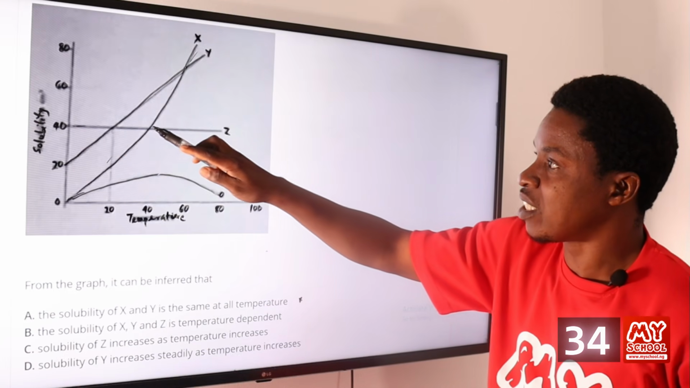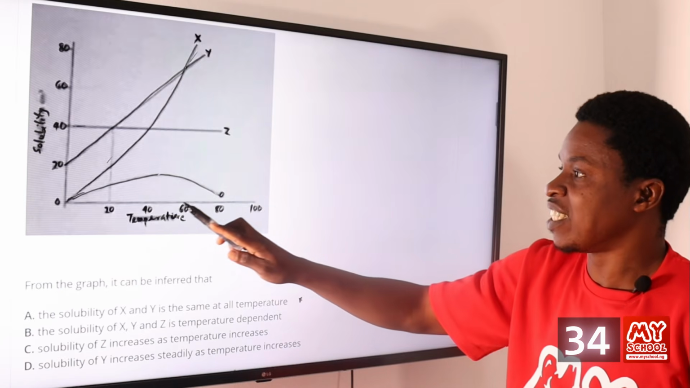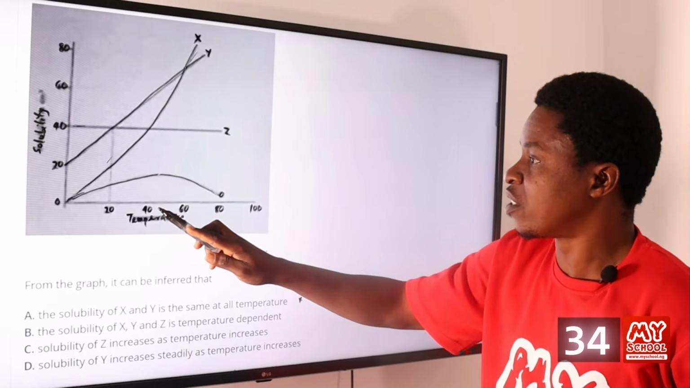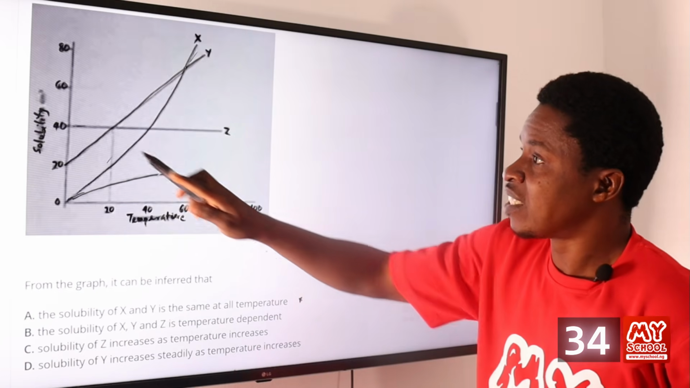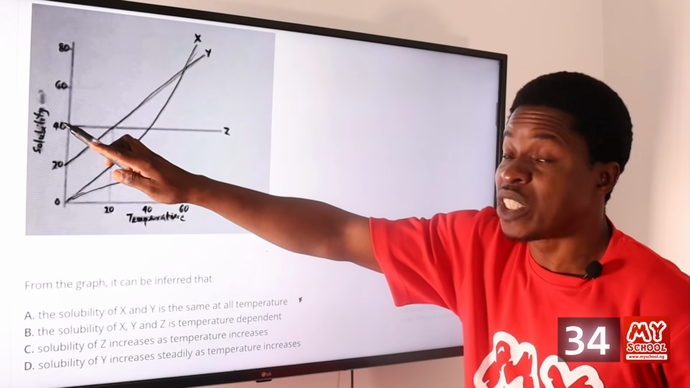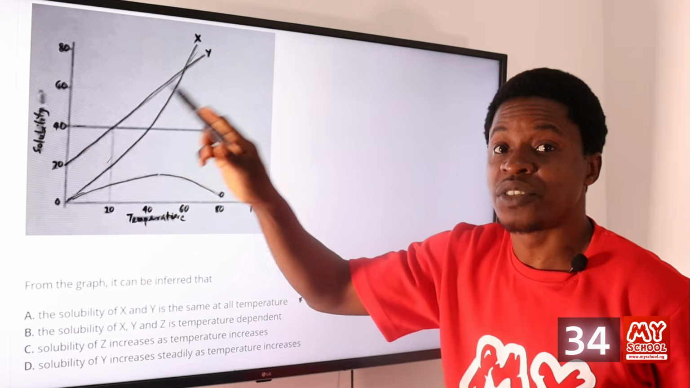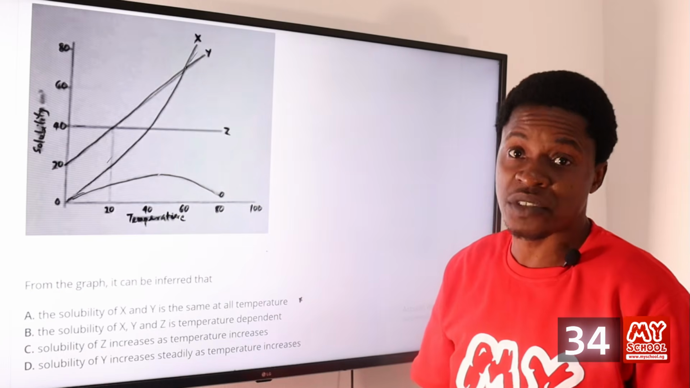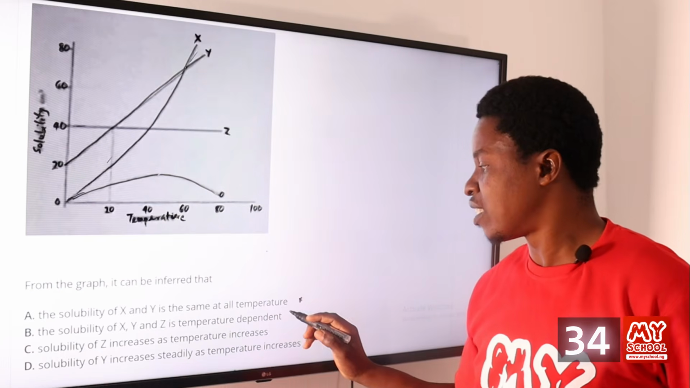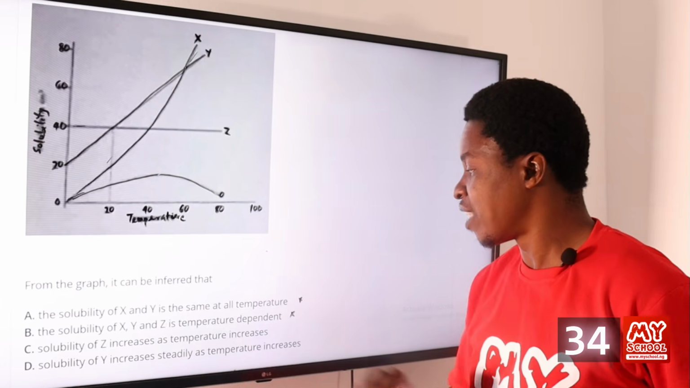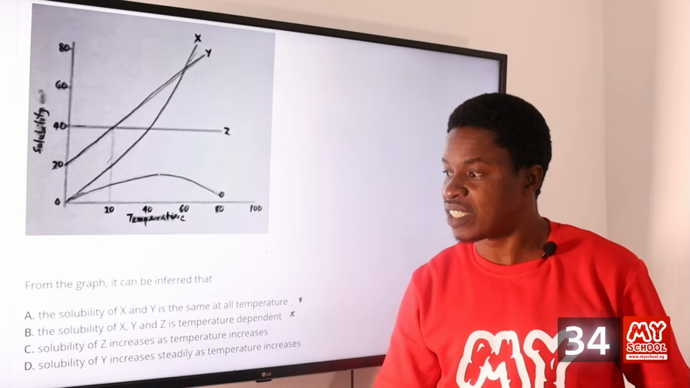It means at 40, even though the temperature is increasing from 0, 20, 40 to 80, the solubility remained at 40. So which means Z is not temperature dependent. X and Y are temperature dependent, but this Z makes the statement to be null. So we eliminate that. We are left with options C and D.